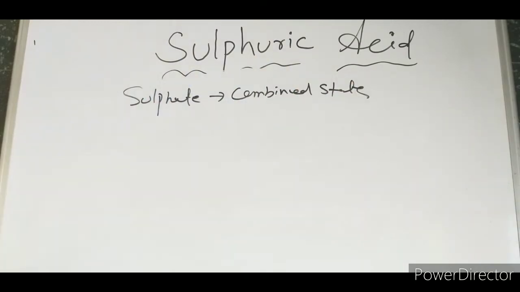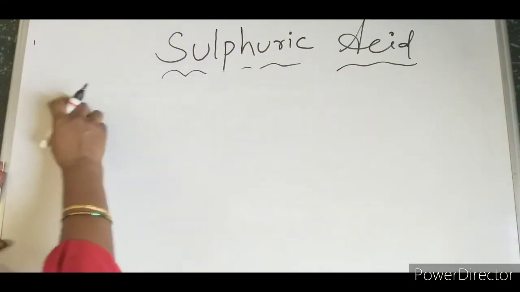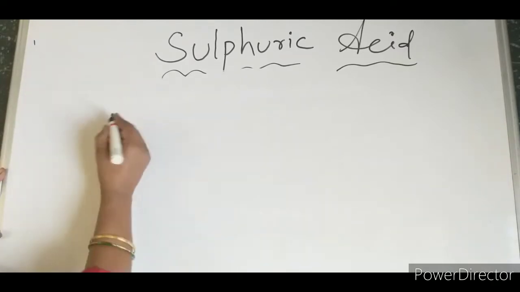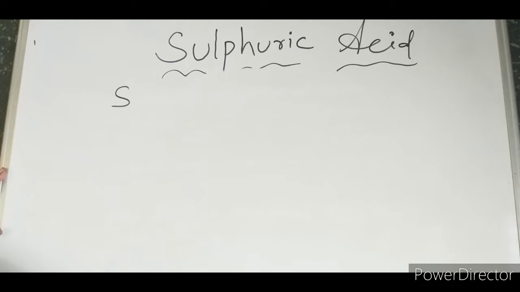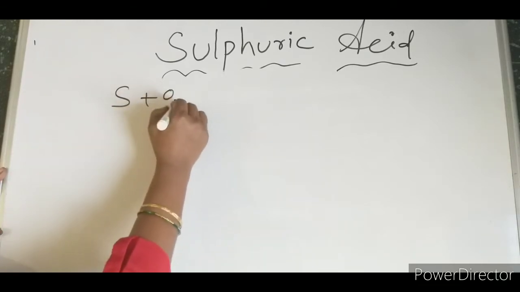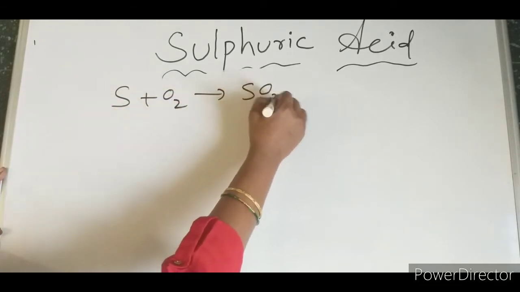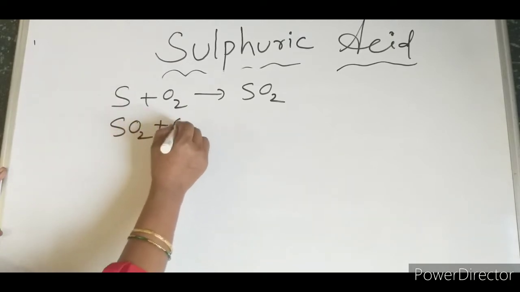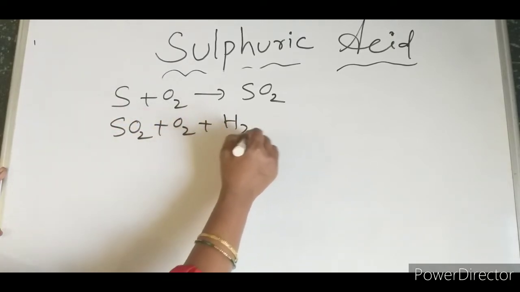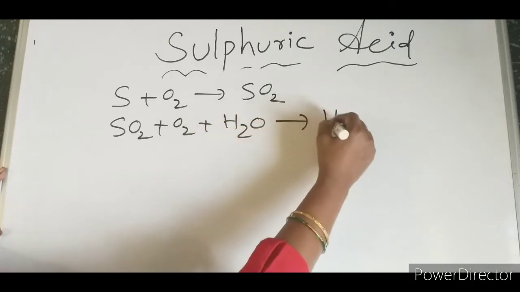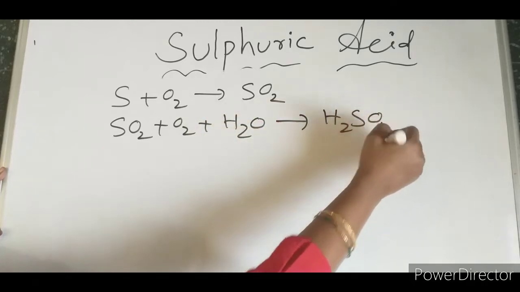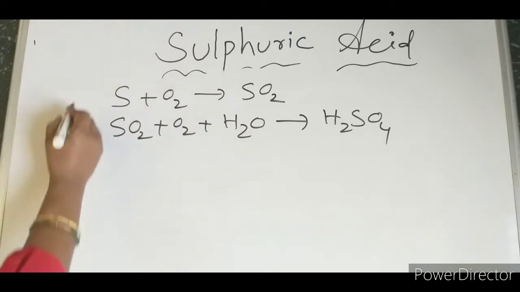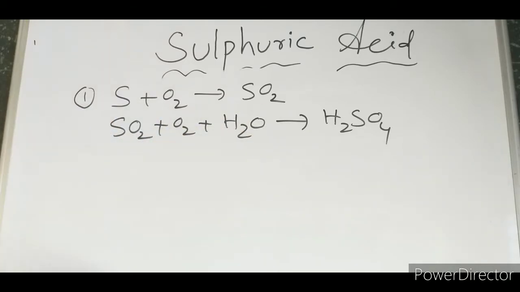Now we will go for some general methods of preparation. We will take two or three. When non-metals like sulfur undergo oxidation, they give rise to sulfur dioxide. This sulfur dioxide, with further oxidation and addition of water, gives rise to H2SO4. So this will be the first method of preparation.